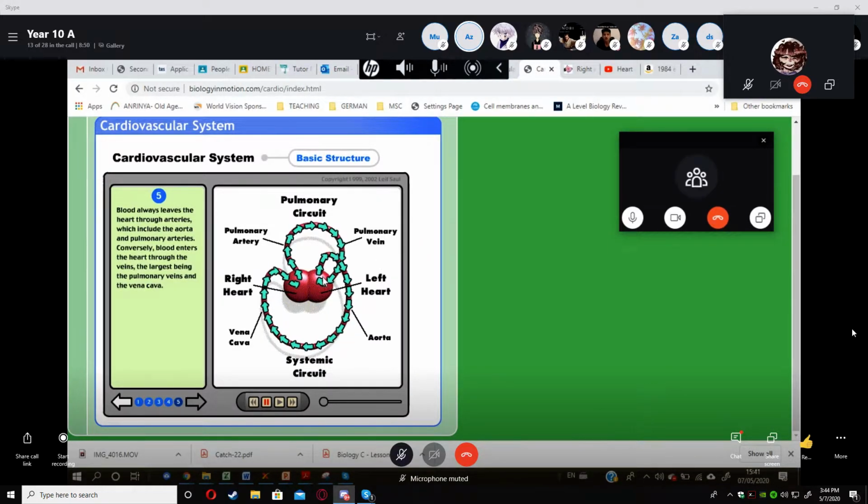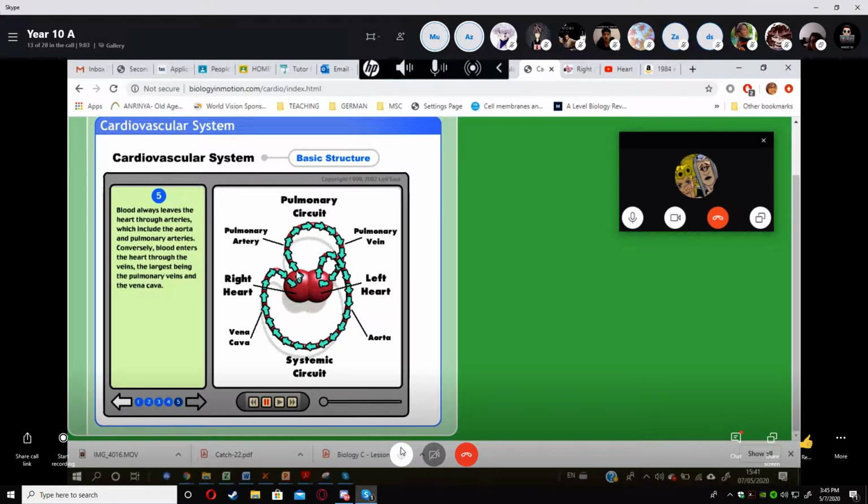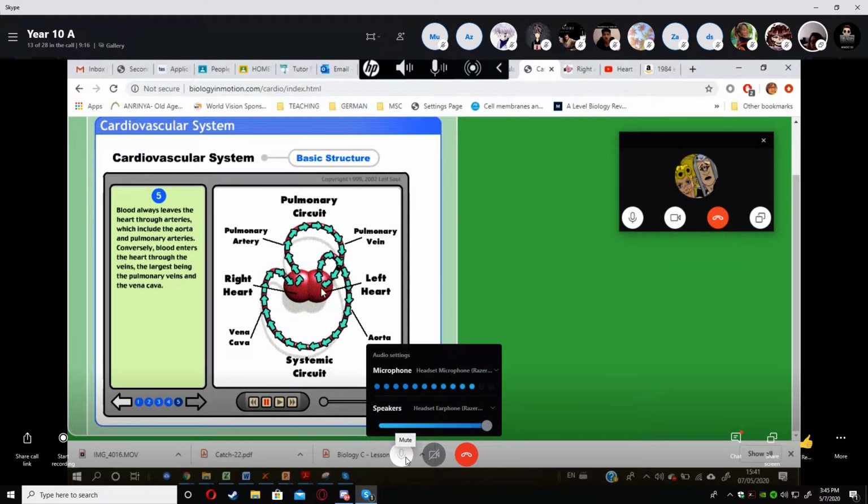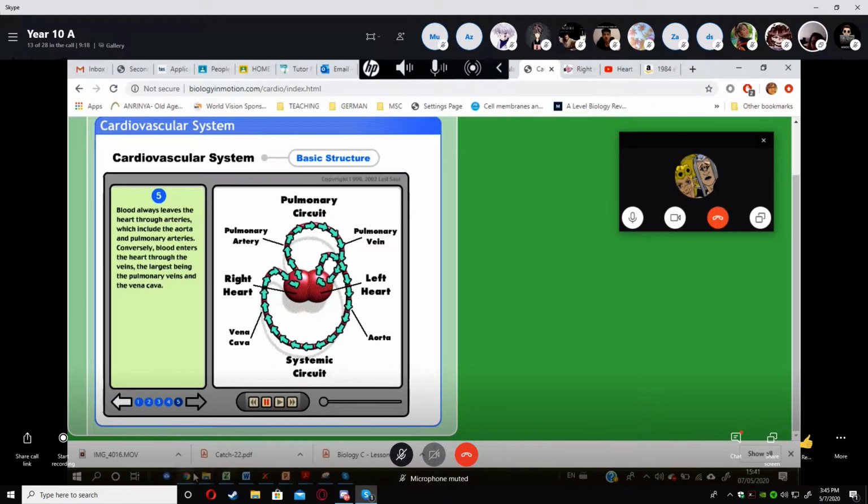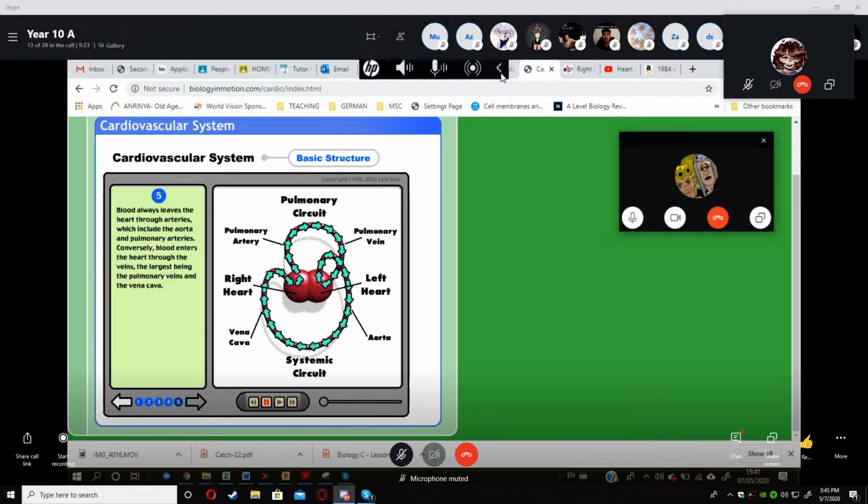I think it's lagging. It might be your internet. Yeah, I understand it, miss. I'm sorry that it seems like you're talking to nobody. Do you see this? From the left it goes down to the systemic circuit, and then it comes to the right part of the heart, from where it goes to the pulmonary circuit, and back to the left part of the heart. Right? That's what I was trying to show you here.